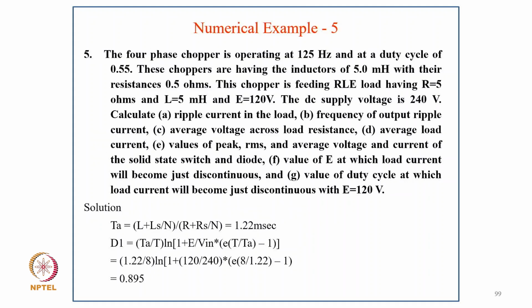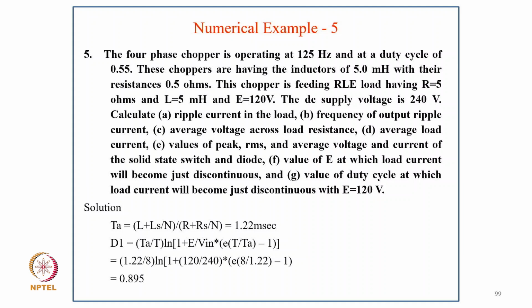Coming to numerical example 5, the 4-phase chopper is operating at 125 Hz at a duty cycle of 0.55. These choppers have an inductor of 5 millihenry and a resistance of 0.5 ohm. This chopper is feeding an RLE load having R 5 ohm, L 5 millihenry, and E equal to 120 volt. The DC supply is 240 volt.